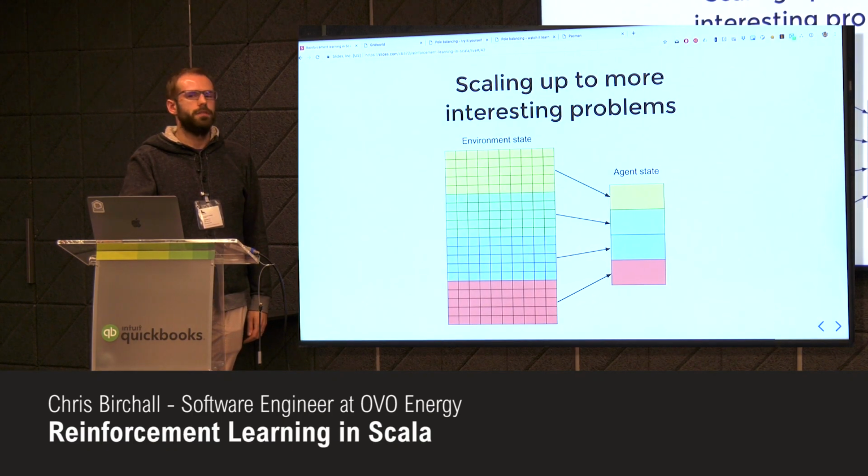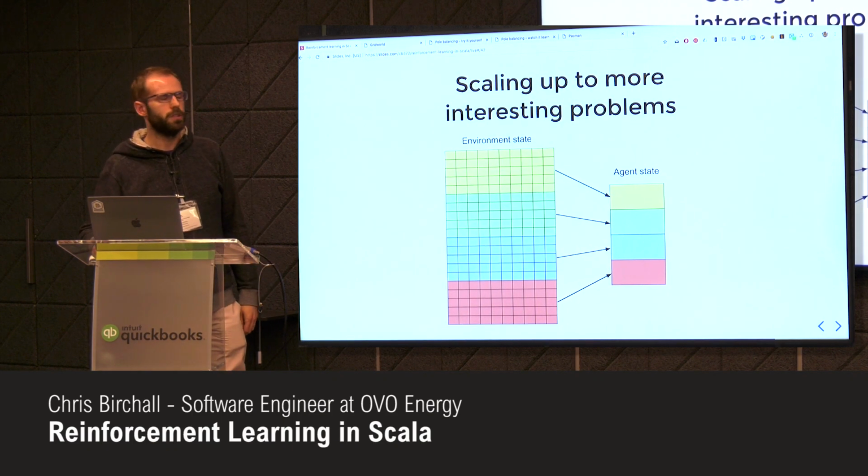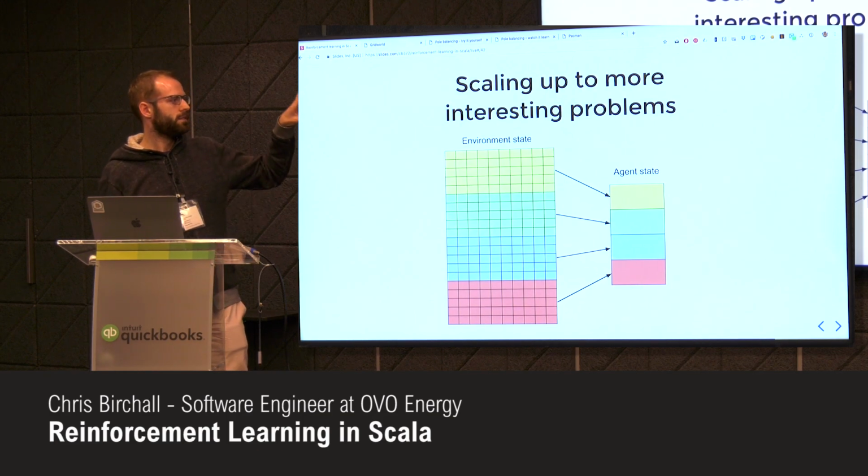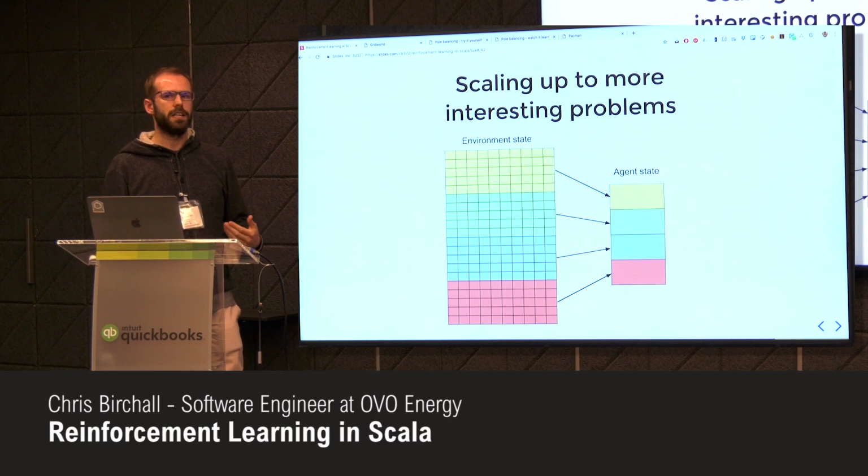But the problem is when you scale up to real world, more interesting problems, what you often find is that the environment state is huge, the state space is massive. It's either so big you can't fit it in memory, or even if you can fit it in memory, it just takes ages to explore it and learn stuff about it. So what you often need to do is take that big state space and downsample it, bucket it into a smaller number of states, which your agent can handle, and then you can actually learn at a reasonable rate.